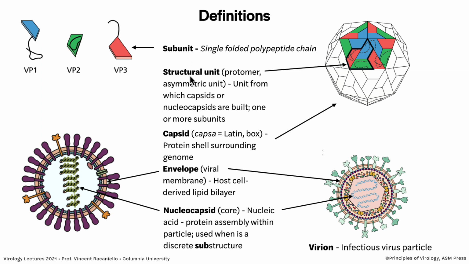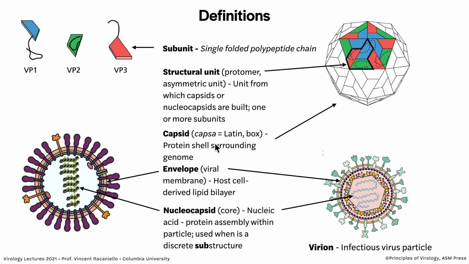And then the next level up is called a structural unit, which has synonyms including protomer and asymmetric unit. This is the unit from which the virus particles, which are called capsids or even nucleocapsids, are built. We have to define these in a moment. It can be composed of one subunit. So a structural unit can be just one subunit repeated many times, or it could be multiple. In this case, for this virus outlined in black, there are three subunits making up the structural unit, which is black here. But sometimes it can be just one subunit.